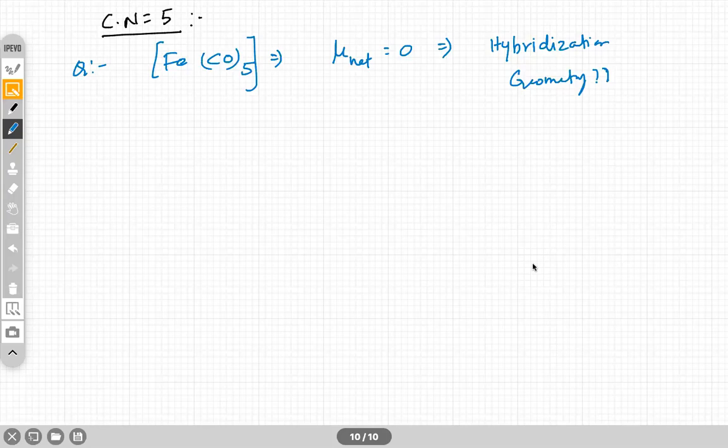Square bipyramidal. CO is a strong ligand, correct? Yes. What is the geometry, Pratham, you're getting?